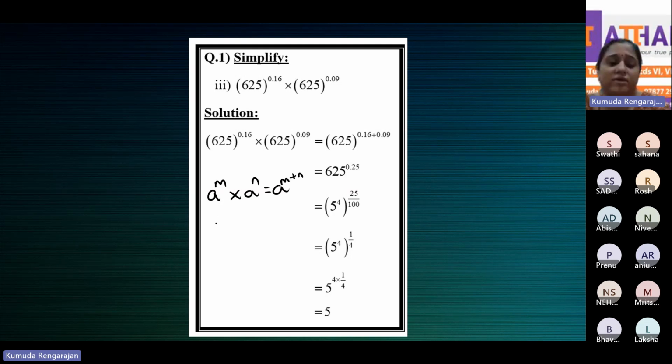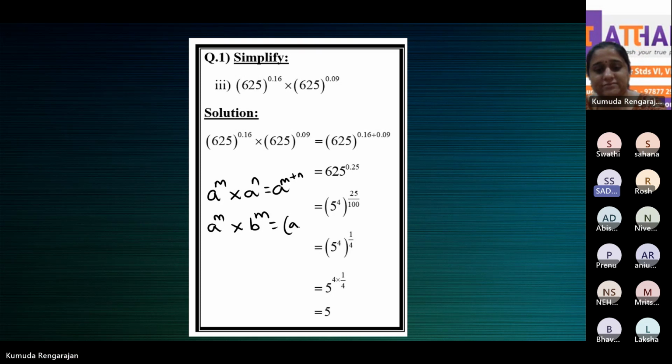Very good. Sadhana, what is the other one? a to the power m into b to the power n... m, ma'am. It's a into b, whole to the power m. Very good, girls.